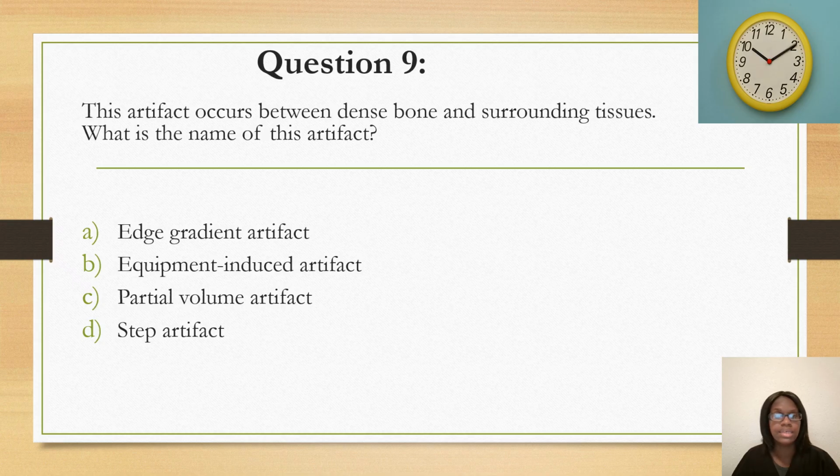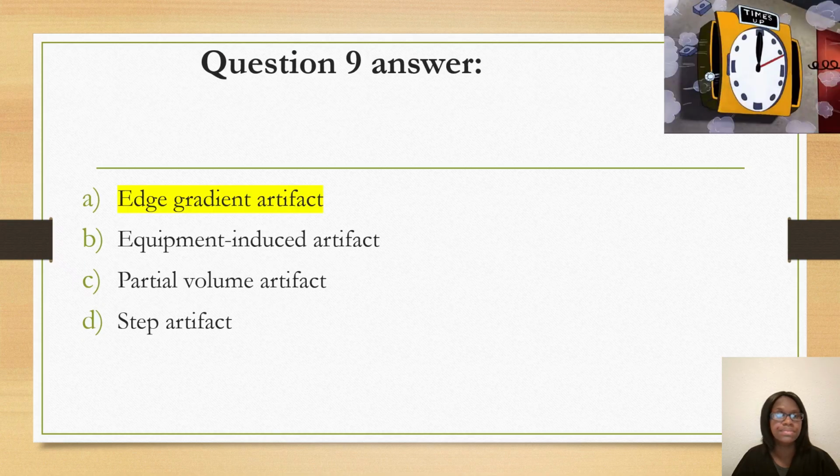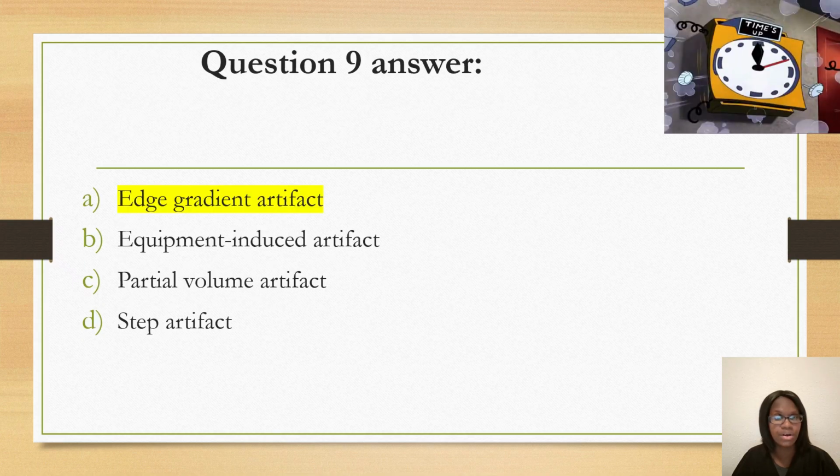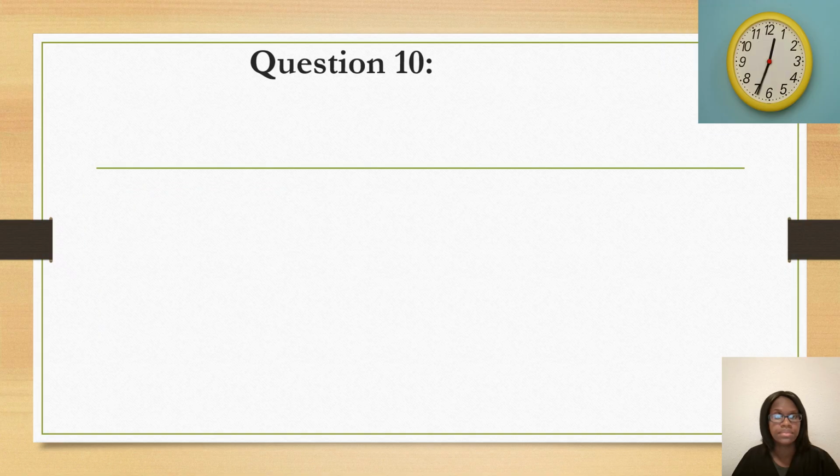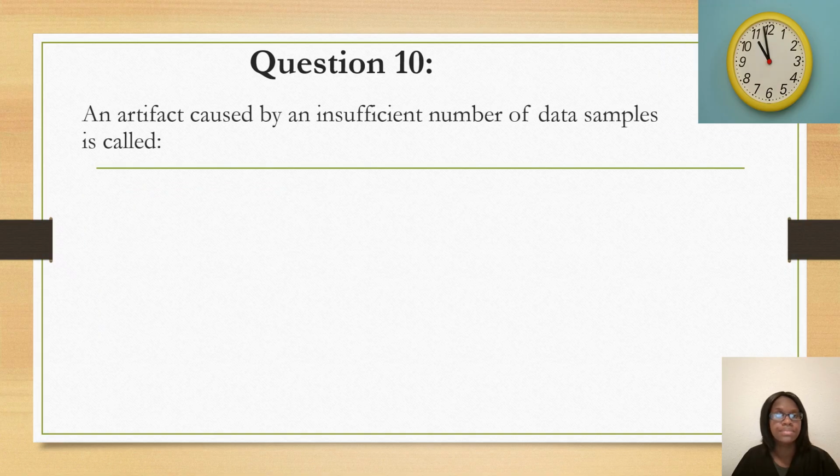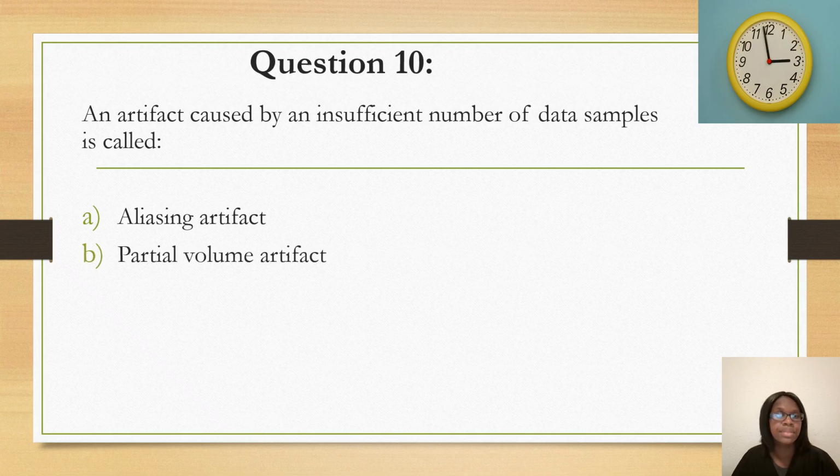All right, the correct answer is A. Edge gradient artifact. Question 10. An artifact caused by an insufficient number of data samples is called A. Aliasing artifact. B. Partial volume artifact. C. Step artifact. D. Tube arcing artifact.